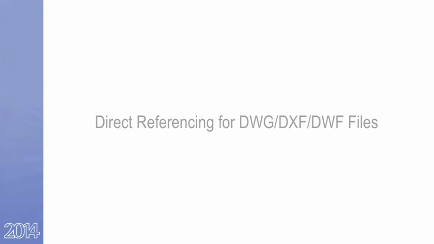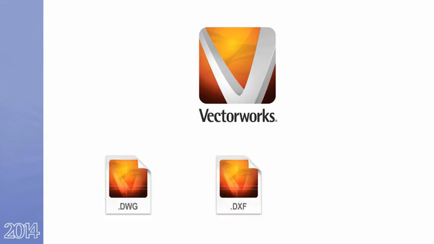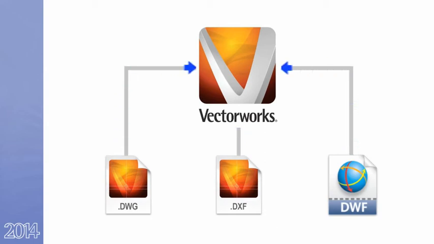In this segment, we've grouped some more new features and improvements into the category Greater File Interoperability. Let's take a look. The first one involves referencing external DWG, DXF, and DWF files. Vectorworks is now capable of directly referencing DWG, DXF, and DWF files. This means that instead of importing or using the shuttle file method, you can now choose to reference a file. Let's look at how it's done.